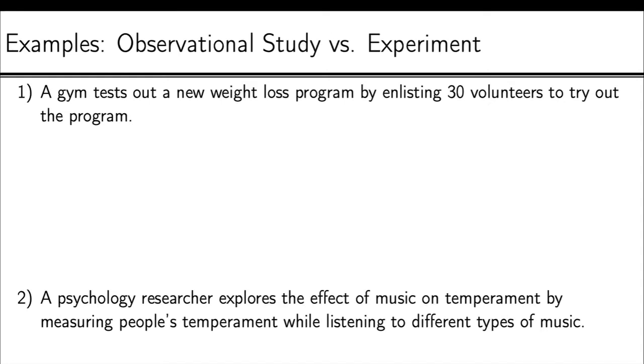A gym tests out a new weight loss program by enlisting 30 volunteers to try out the program. So here, the gym is doing an experiment because they're controlling something. They have a new weight loss program and they have people go through it to see what happens. And so this is an experiment. They're not just letting people do their own thing. They're giving a specific treatment.